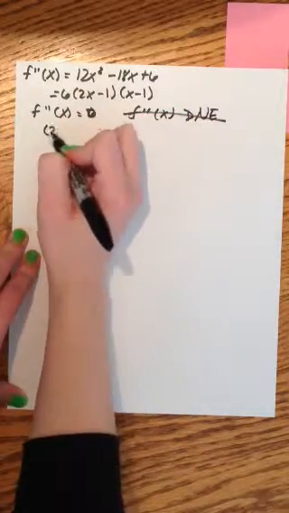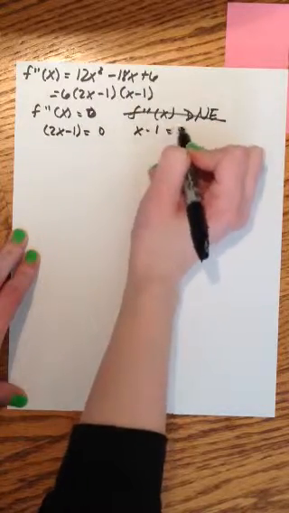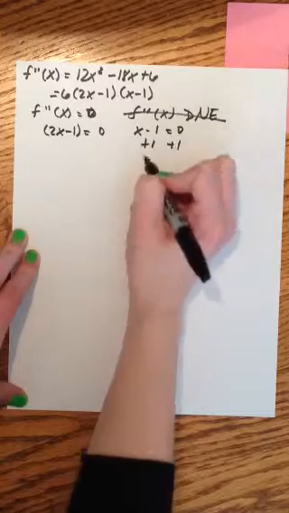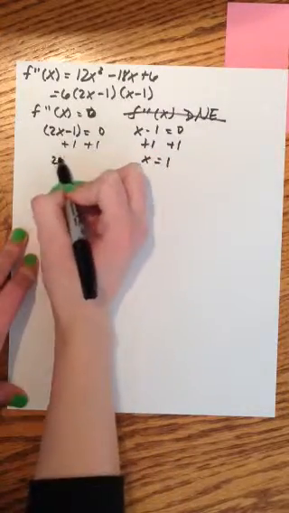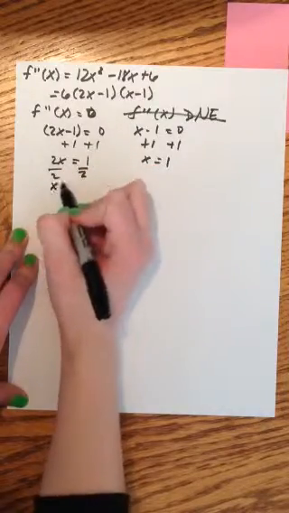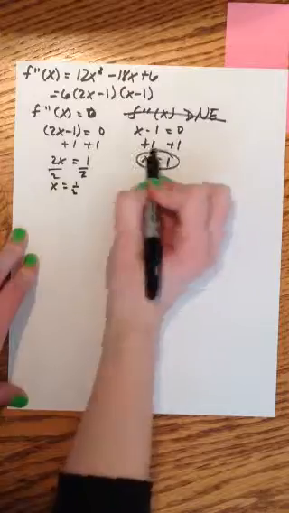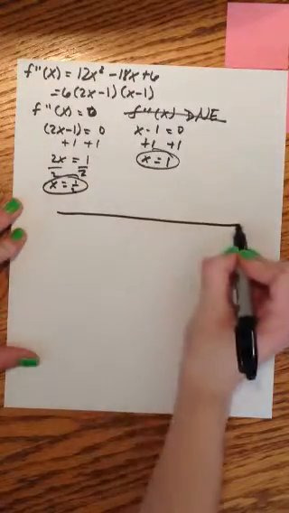So we set 2x minus 1 equals 0, and x minus 1 equals 0. Add 1 to both sides. Divide by 2 to get x by itself. So x equals 1/2, and x equals 1. So now we put those numbers on the number line.